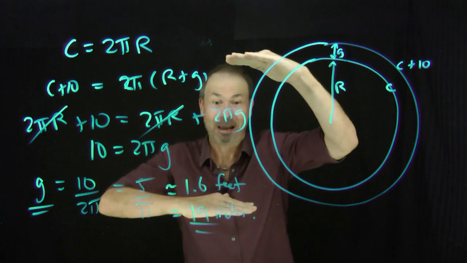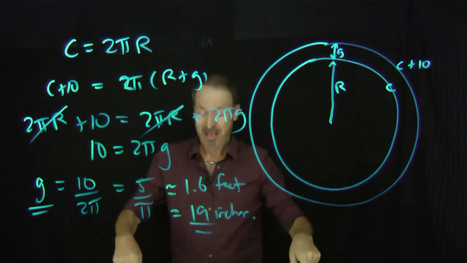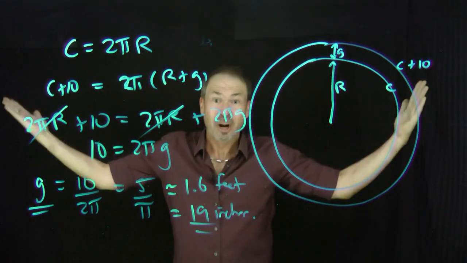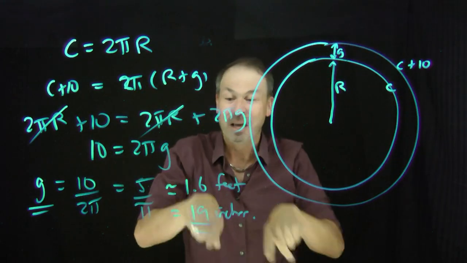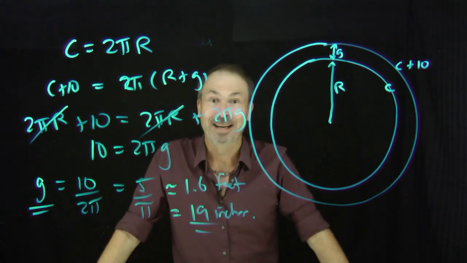I could crawl under that. Adding just 10 feet to the entire equator of the Earth. I mean, I'm 6 feet tall, so 1 2/3 of me. That's not much rope. Add that to the equator of the Earth, you get a gap you could wiggle under. That is truly astounding.